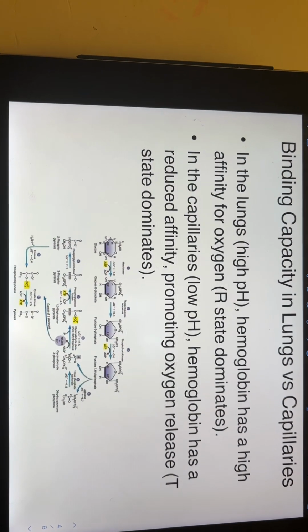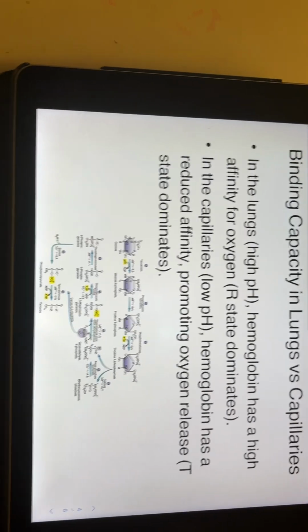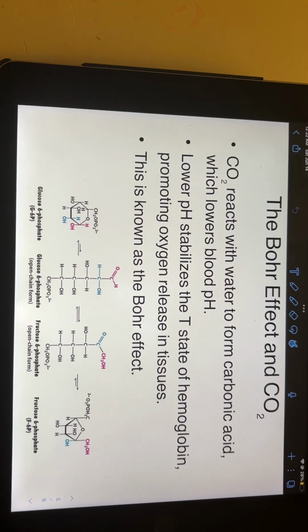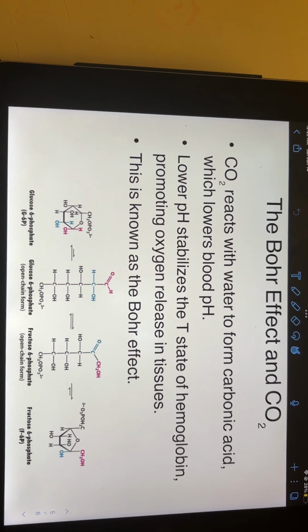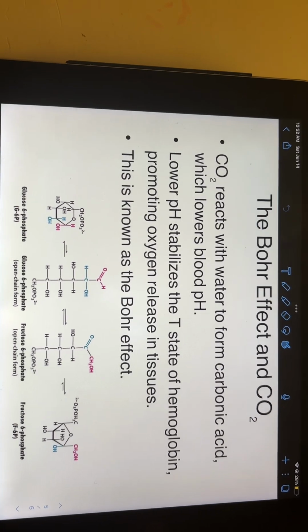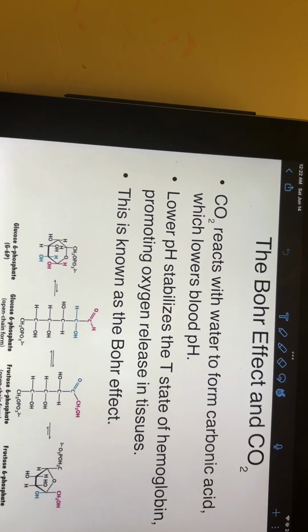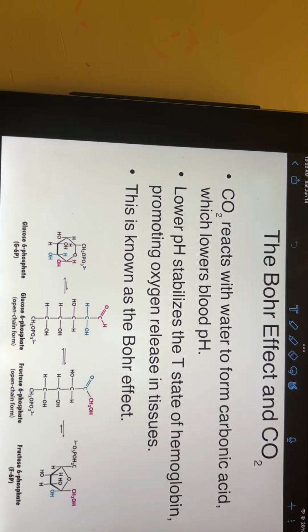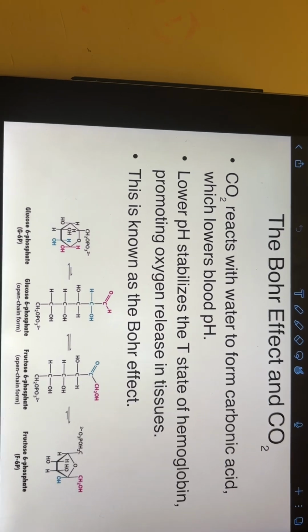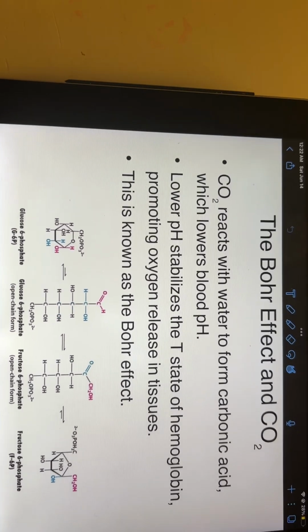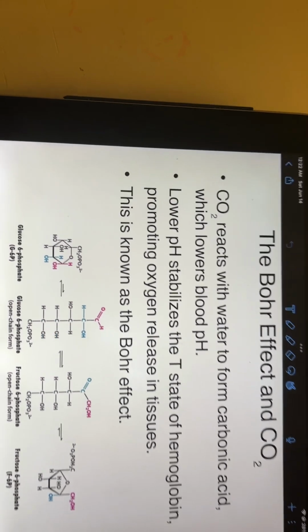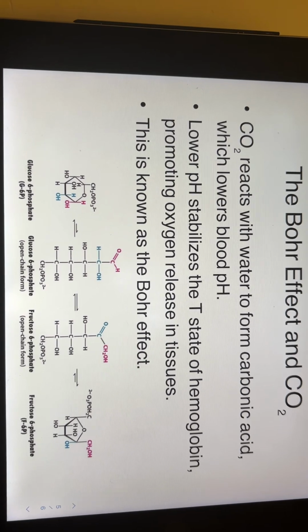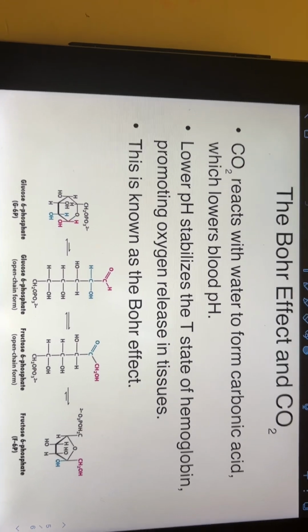So the pH becomes lower in these tissues, which brings us to the Bohr effect, which you can see right here. And basically, as tissues undergo metabolism, they produce CO2 as a waste product, and when CO2 enters the bloodstream, it reacts with water to form carbonic acid, and this acid dissociates into bicarbonate and protons, which lowers the pH, and the presence of these extra protons stabilizes hemoglobin's T state, making it more likely to release oxygen.